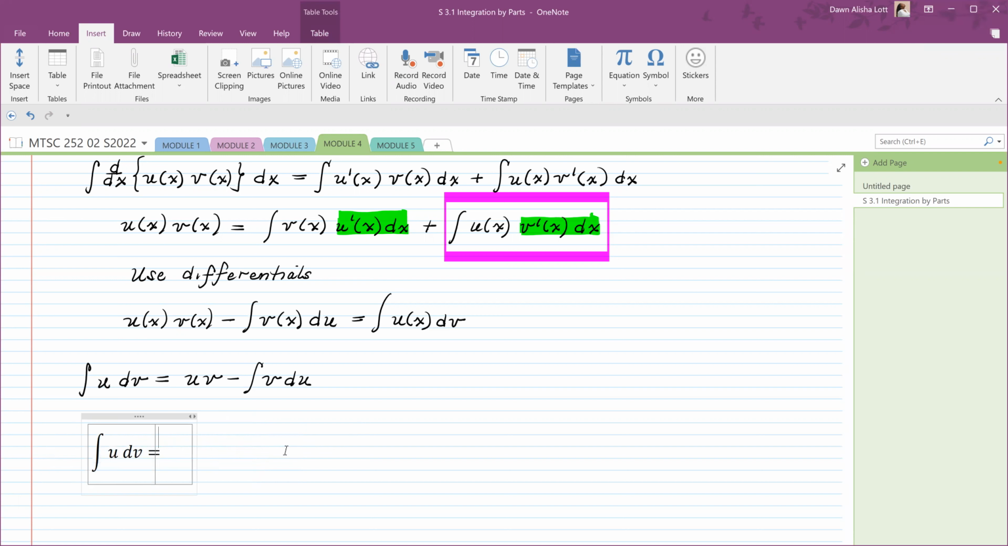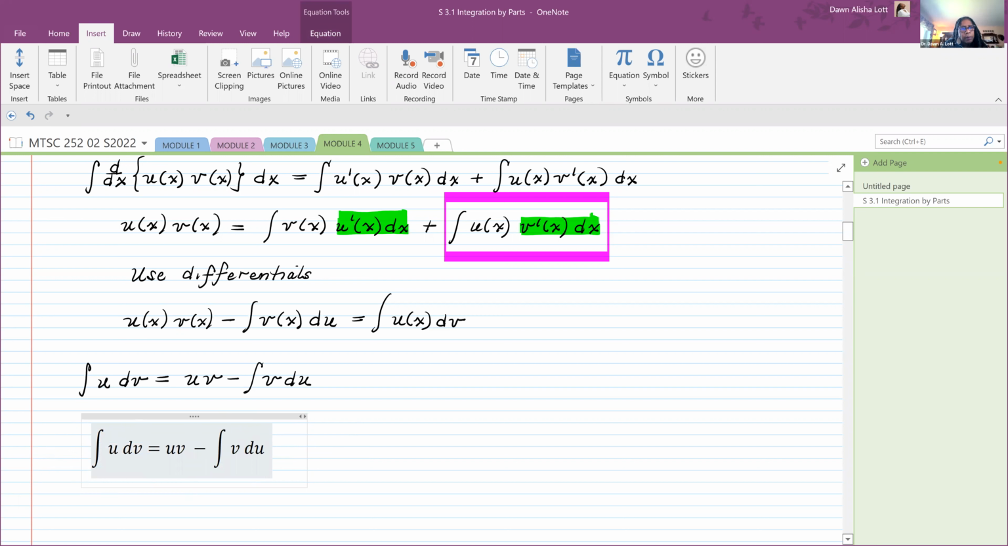Is this formula on the quick study guide? I don't know.